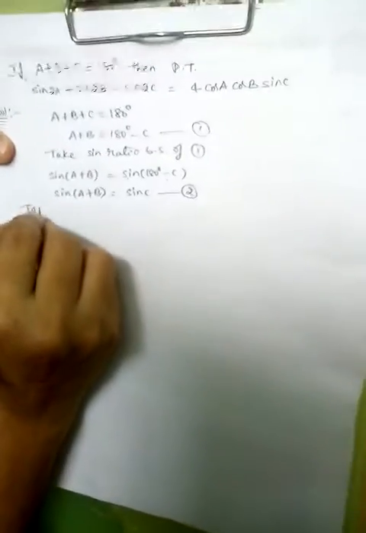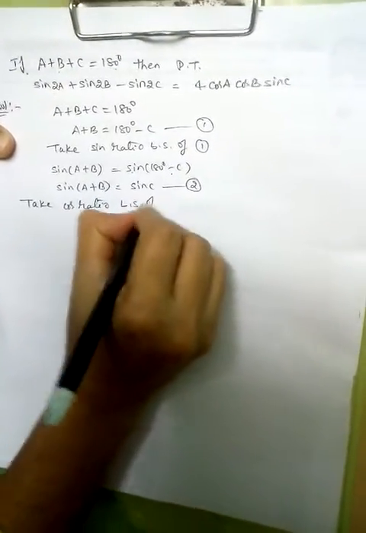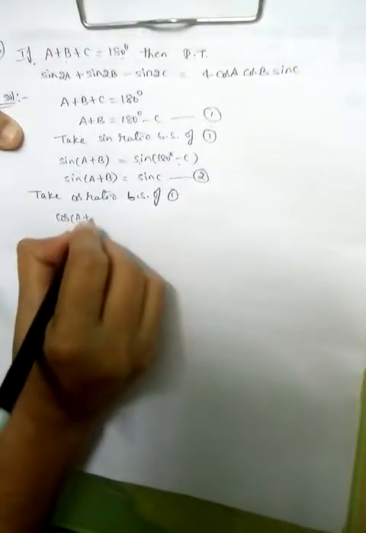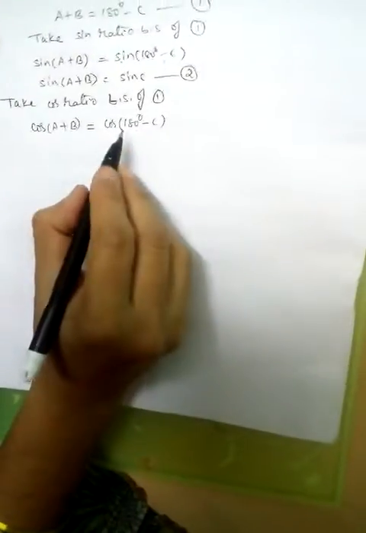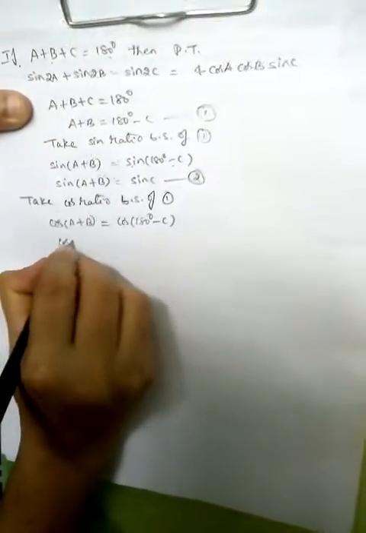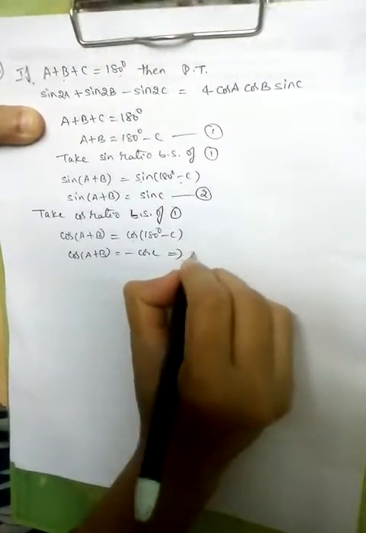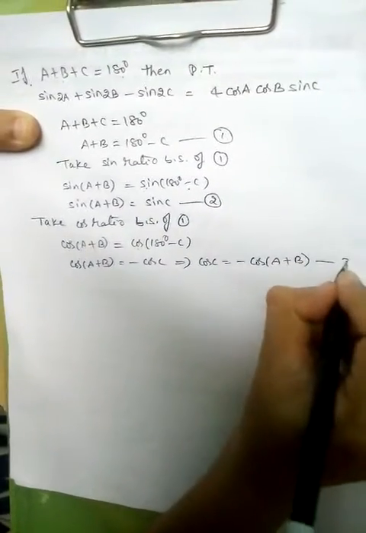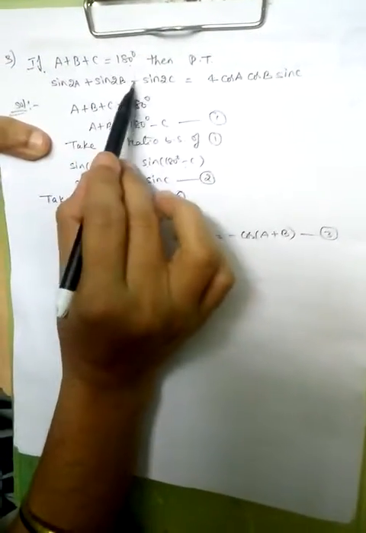Now take cos ratio both sides of 1. That is, cos of a plus b is equal to cos of 180 minus c. 180 minus c is the second quadrant. In second quadrant, cos is negative. So cos of a plus b is equal to minus cos c. We can write this one as cos c is equal to minus of cos of a plus b also. Now you can take that one as 3. Now we have to show that this is equal to this.